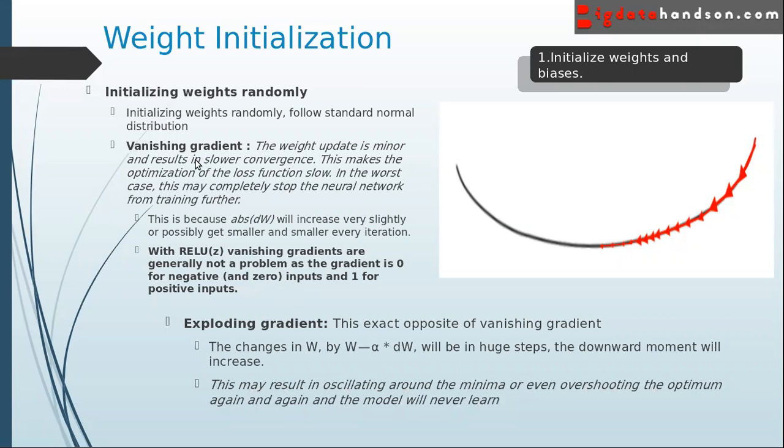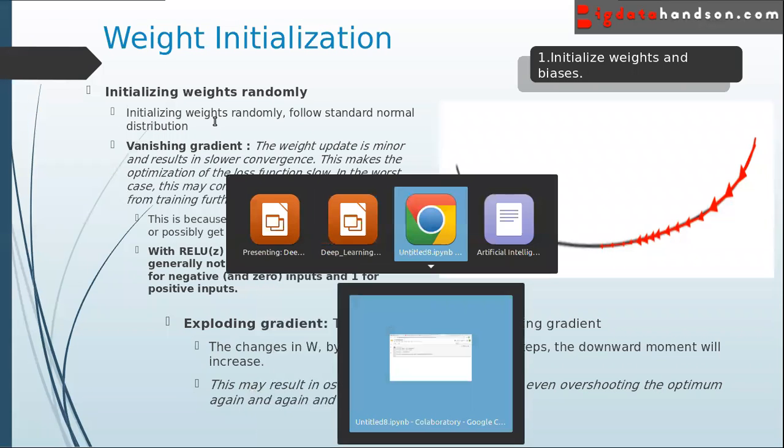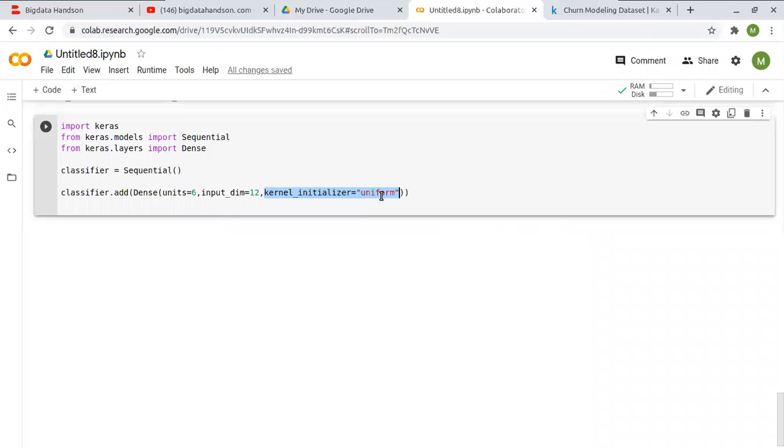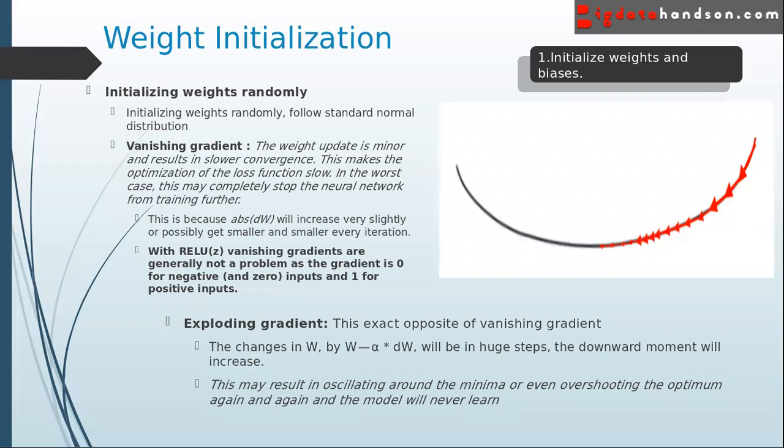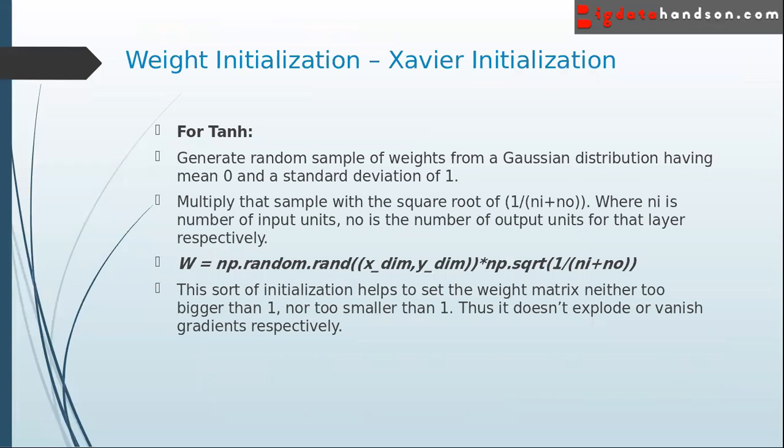Okay, so to overcome these two problems, vanishing gradient and exploding gradient, it's better to initialize the weights. Okay, so that's why we initialize the weight as uniform. That means for every feature we give the uniform values. Okay, and then we have activation equal to relu. We will come to the activation step. Okay, so we have another slide for weight initialization.